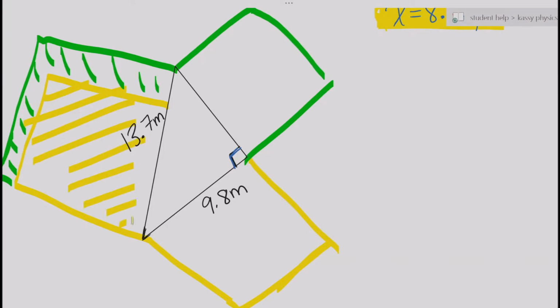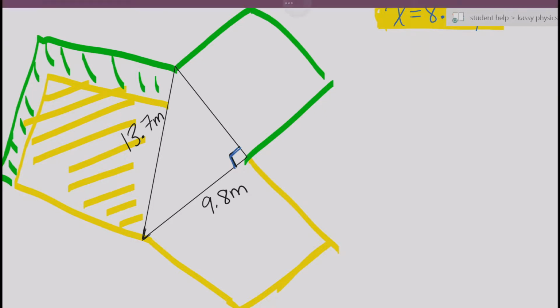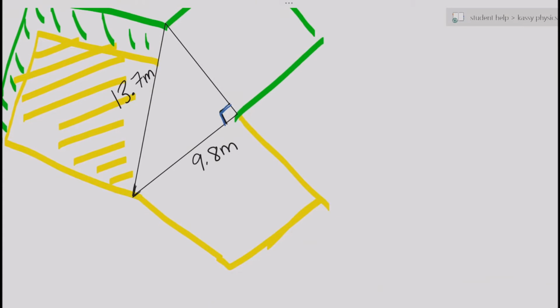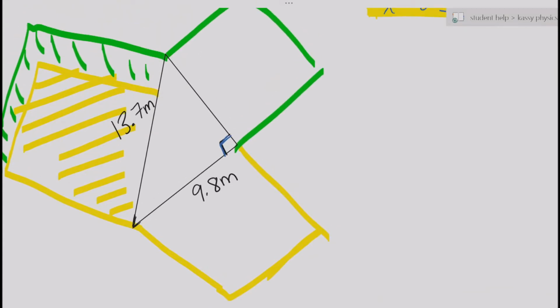Now in this case, we already know how big the big square is. It's one of the two small squares we're interested in. So when we set this up, we're not going to be adding, because you don't add two numbers to get a smaller number. So we must be subtracting.